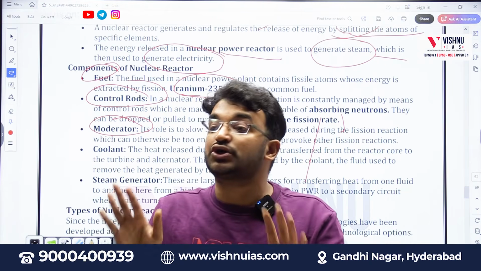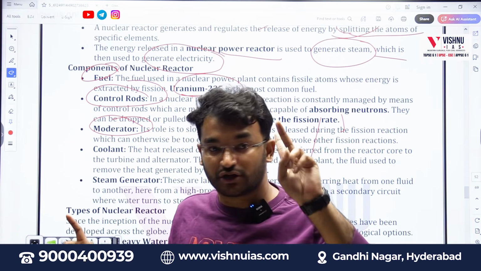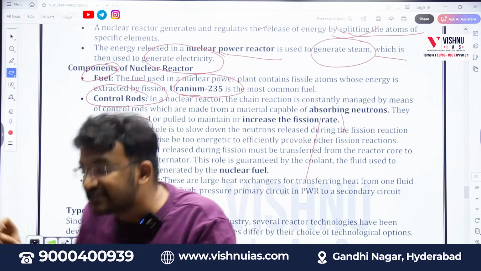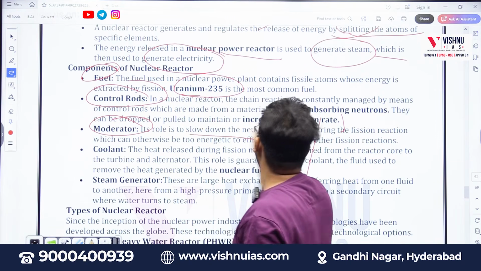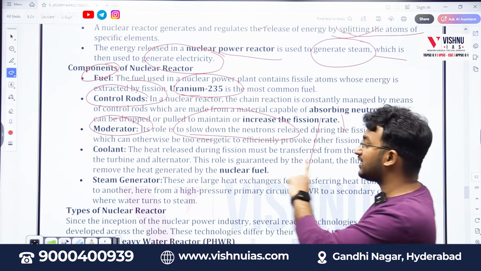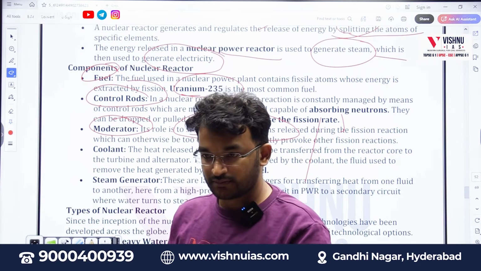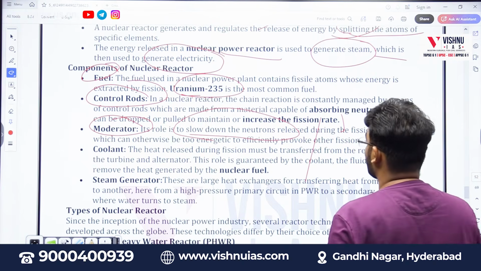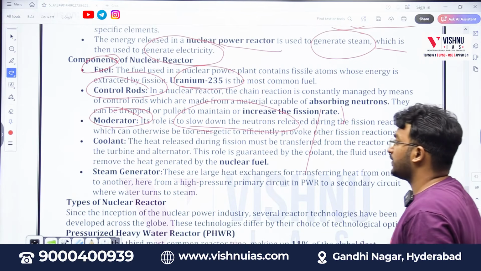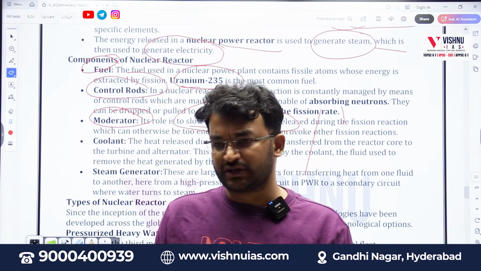Now to control the speed we will be using a moderator. Remember the difference between control rod and moderator. In the control rod we are removing these neutrons. In this moderator we are trying to slow down the neutrons. అర్థమైందా డిఫరెన్స్? In this moderator we are trying to slow down the neutrons. Right. Next, see, slow down చేయడం వల్ల ఇంకొక బెనిఫిట్ కూడా ఉంది.